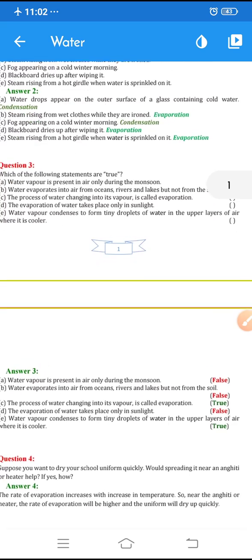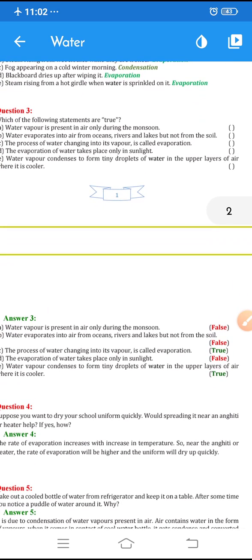Second one, water evaporates into the air from oceans, rivers, and lakes, but not from the soil. Is it right? No, it is false. Not only does water evaporate from water sources like rivers, lakes, and ponds, even the water content present in the soil also gets evaporated. So it is false.